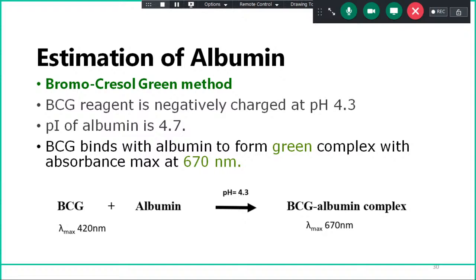So now the method for estimation of albumin. Albumin can be estimated by using the bromocresol green method, in which the bromocresol green reagent is negatively charged at pH 4.3 and the isoelectric point of albumin is 4.7. So if we use a pH less than 4.7, the albumin will exist in the positive form, which will react with the negatively charged BCG reagent and form a BCG albumin complex, which is green in color and has absorption maxima at 670 nanometer, and the intensity of the color will be proportional to the concentration of albumin.